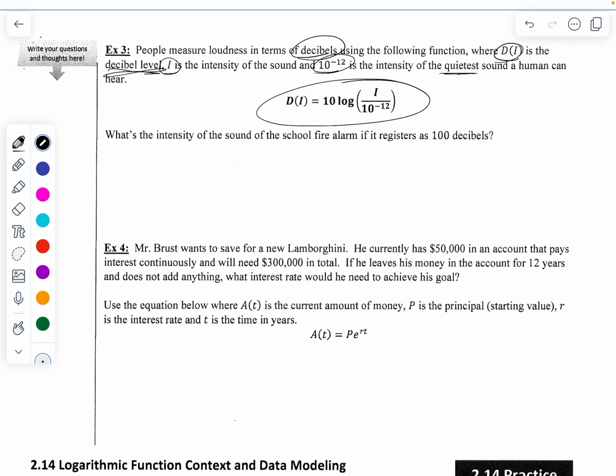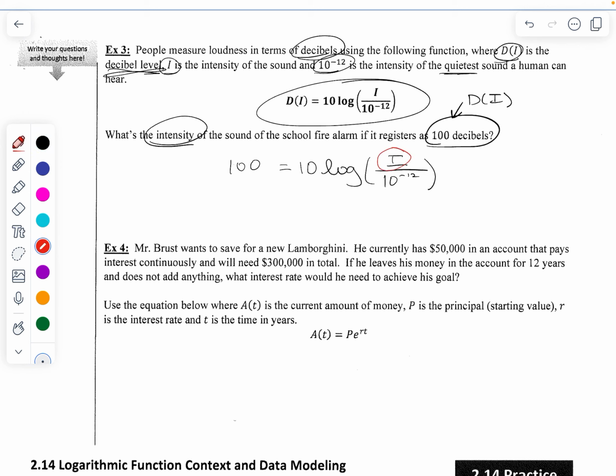So this is what we know. This 100 decibels is D of I, okay? Where D of I is the decibel level. So we know 100 is the decibel level equals 10 times the log of the intensity level, all divided by 10 to the negative 12. We want to know the intensity level, so we want to know what this is. So let's get it by itself. First things first, let's divide by that 10. So we end up with 100 divided by 10 is 10 equals the log of I over 10 to the negative 12th power. To get rid of that log, we're going to raise both sides by a power of 10.